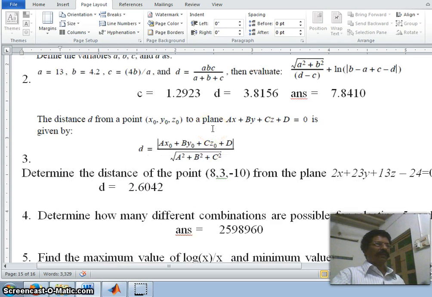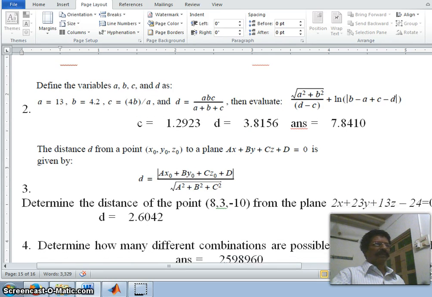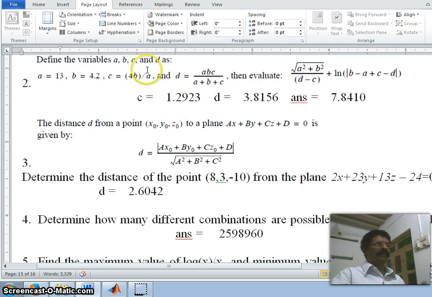Right, now let us see the second question. The second question says, define the variables a, b, c and d as, these are the values. c is evaluated from b and a, d is evaluated from a, b, c. Then we have to evaluate this expression.